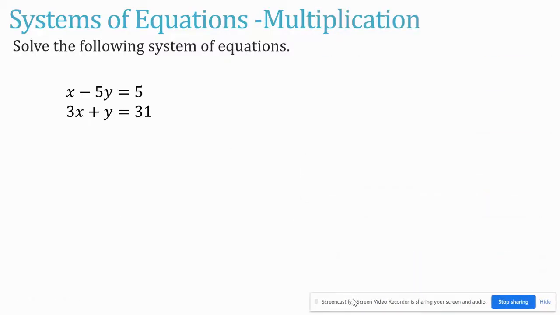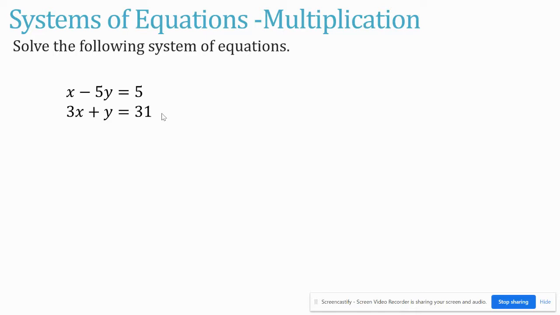Systems of equations multiplication. Solve the following system of equations. So we have x minus 5y equals 5 and 3x plus y equals 31. I'm going to ask myself those 3 questions from yesterday's PowerPoint. Do I have inverses here? No. Do I have identical terms here? No. And do I have an equation in the form of x equals or y equals? No.